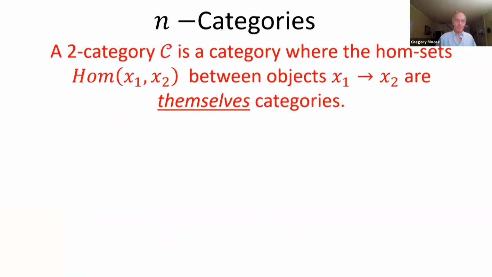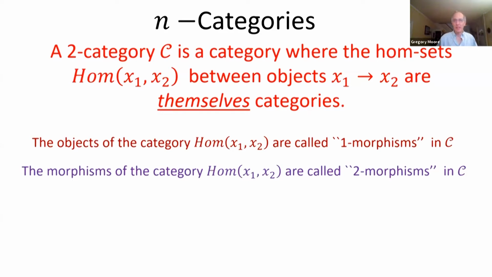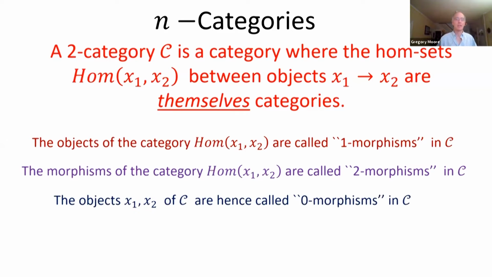An ordinary category is what's called a one category in this language. A two category then is a category in the usual sense where the Hom sets, Hom from x1 to x2 between two objects x1 and x2, are themselves categories. So for every pair of objects x1, x2, Hom(x1, x2) is itself a category. Now, the objects of that category, Hom(x1, x2), are called one morphisms in C. The morphisms in that category are called two morphisms in C. And so it's logical to call the objects, x1 and x2, zero morphisms in C.